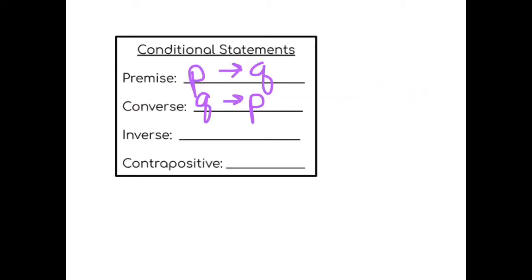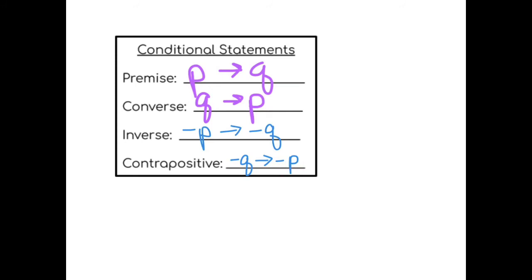Now that we have the premise and the converse conditional statements understood, we're going to learn two more, the inverse and the contrapositive. The inverse negates the original premise. So if P, then Q, negating it means if not P, then not Q. And we are literally just going to add the word not in the sentence. If not P, then not Q. Contrapositive negates the converse. So if Q, then P becomes if not Q, then not P.